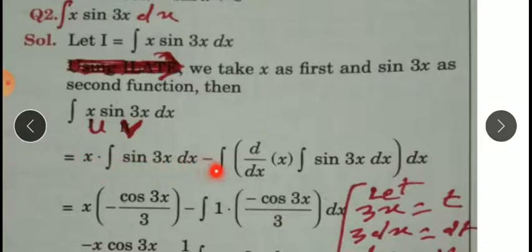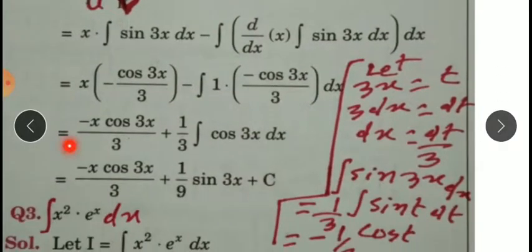whole integration. Differentiation of first means what? 1. Integration of second function means sin 3x. I have explained earlier, integration of sin 3x is minus cos 3x upon 3, minus d/dx of x is 1. Again integration of sin 3x is minus cos 3x upon 3.